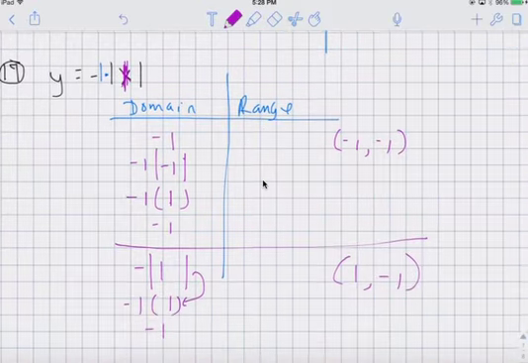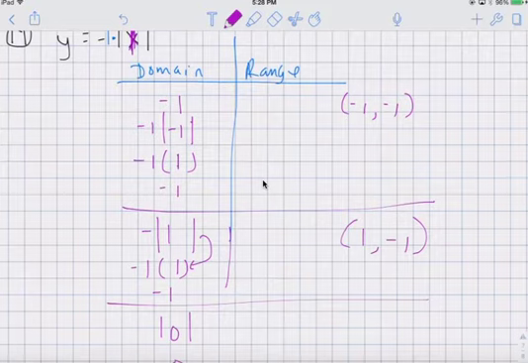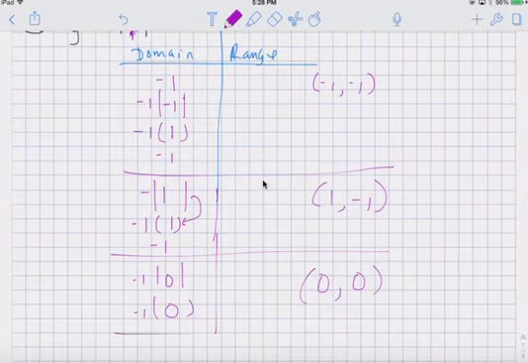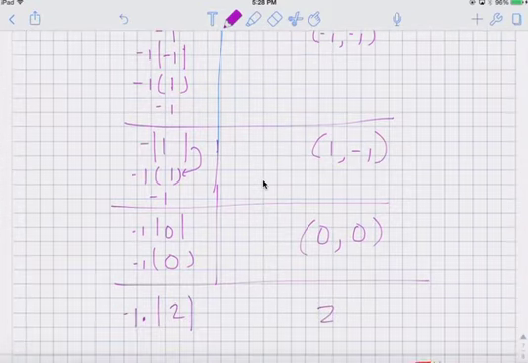Okay, let's choose 0. Absolute value of 0 is 0, times the negative 1 is 0. So input 0, outcome 0. One last one. Let's choose 2. Absolute value of 2 is 2 times a negative 1 is negative 2.